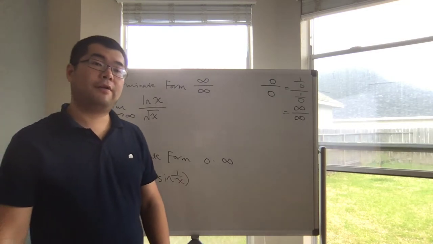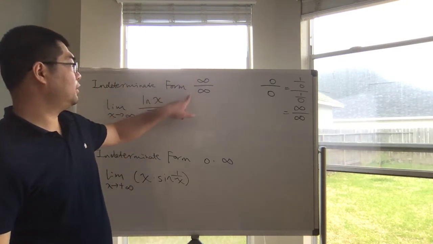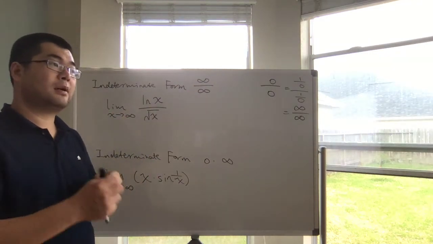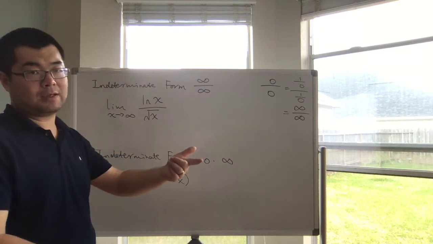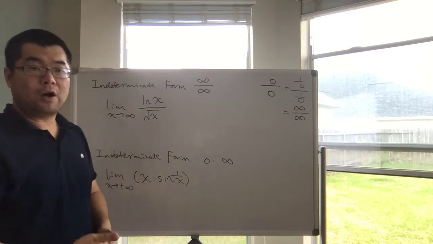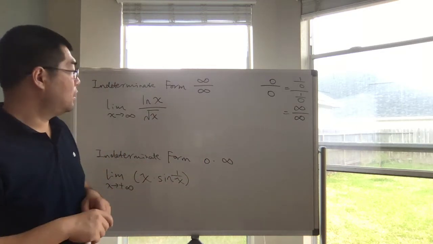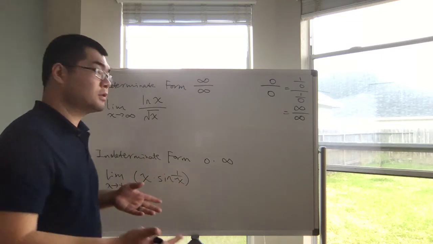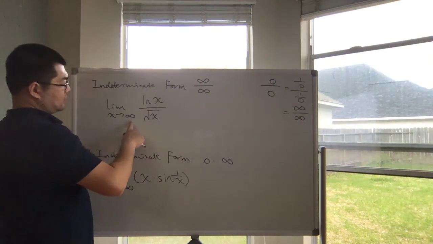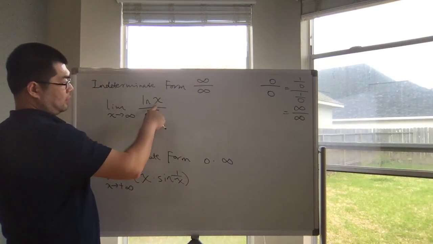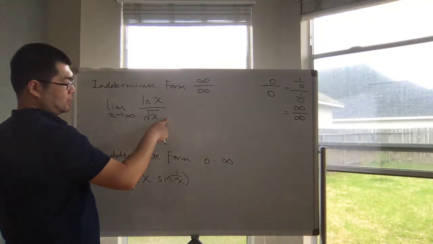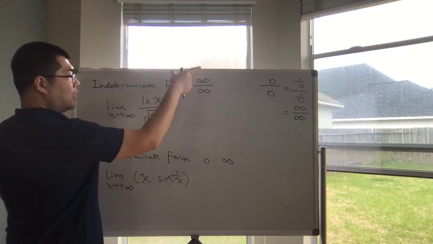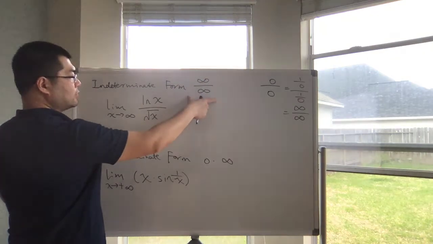Meaning, if you have an infinity over infinity, and of course those infinities can be a combination of positive infinity over negative infinity, or negative infinity over positive infinity. Okay, so you can still use the L'Hopital rule. So look at this one. As x goes to positive infinity, ln of x over square root of x. This is infinity, this is infinity. So it works. It is one of the indeterminate forms.